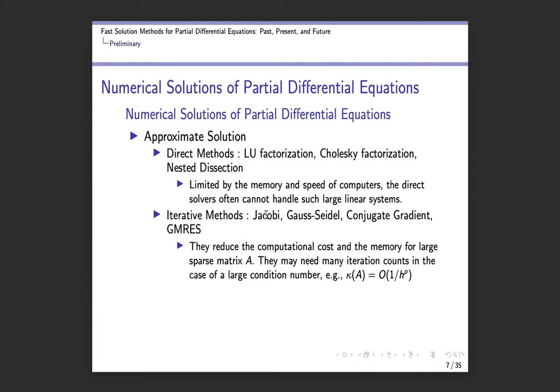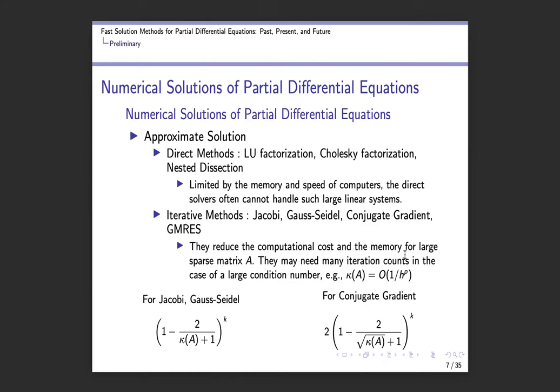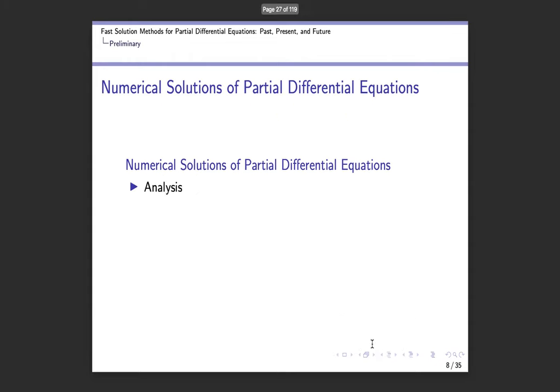But in most cases, we may have a large condition number. For finite element discretization, if we decrease the mesh size, then the condition number grows like h to the minus p, where p depends on the element and the specific problem. For Gauss-Seidel or Jacobi, we have this kind of convergence rate, and for conjugate gradient, we have this kind of convergence rate. If the condition number is very large, this factor is quite close to one, so we cannot expect an efficient solution. Okay, so we need some other technique.